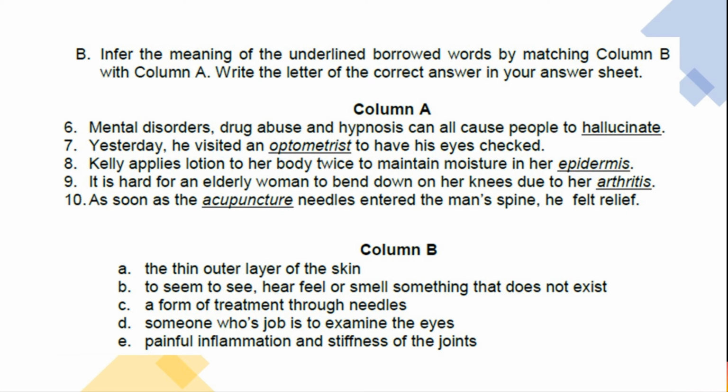Column B. A. The thin outer layer of the skin. B. To seem to see, hear, feel or smell something that does not exist. C. A form of treatment through needles. D. Someone whose job is to examine the eyes. E. Painful inflammation and stiffness of the joints.